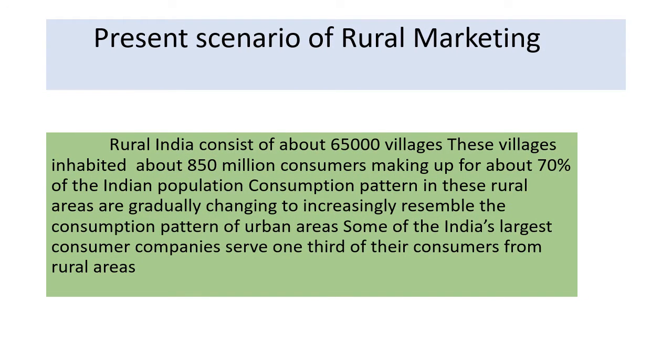Present scenario of rural marketing. Rural India consists of about 65,000 villages. These villages are inhabited by about 850 million consumers, making up about 70% of the Indian population. Consumption patterns in these rural areas are gradually changing to increasingly resemble the consumption patterns of urban areas. Some of India's largest consumer companies serve one third of their consumers from rural areas of India.